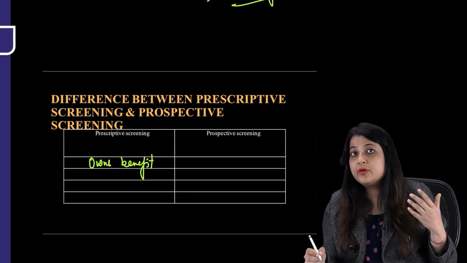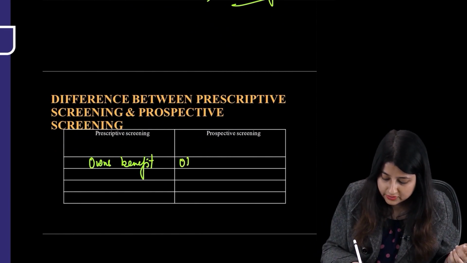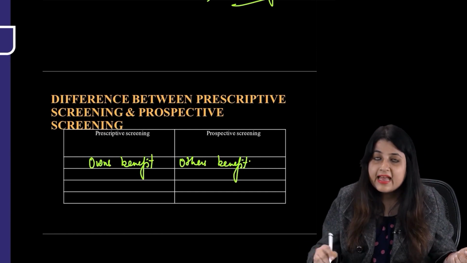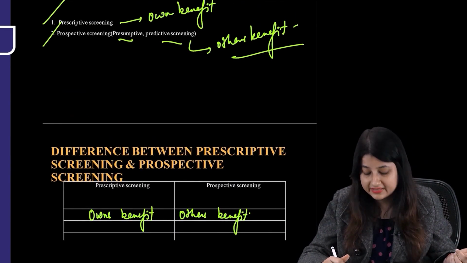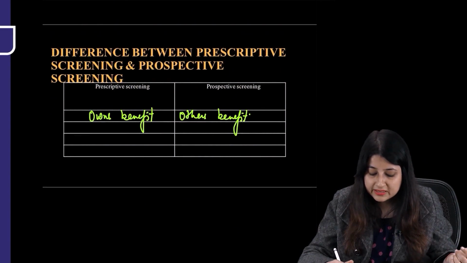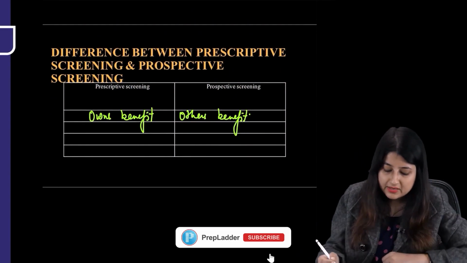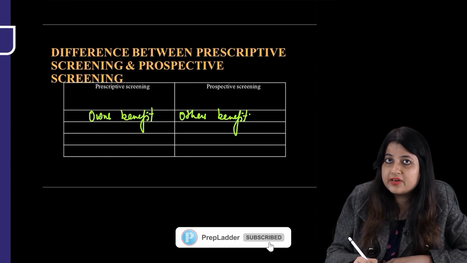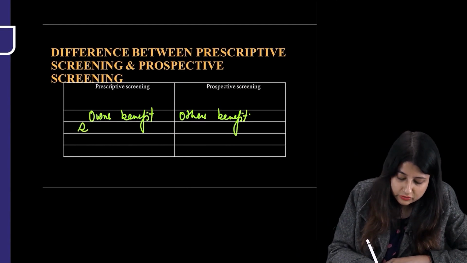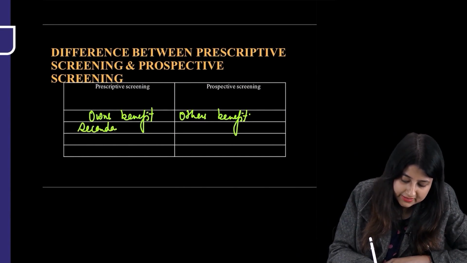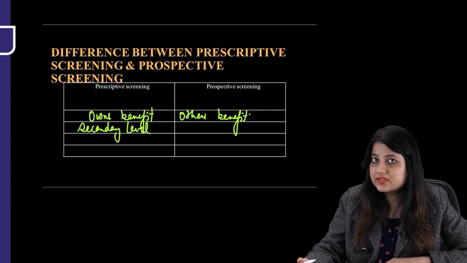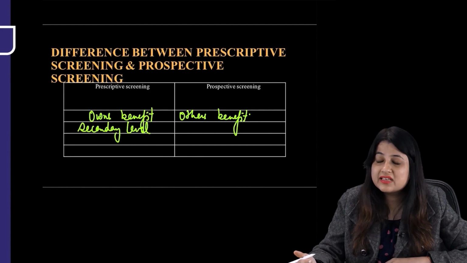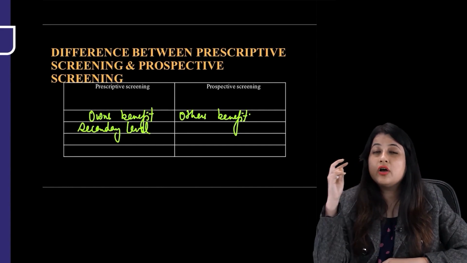Prospective, you can remember, is for better prospects, for a better future, so this is for others' benefit. Prospective is also known as presumptive or predictive screening. Prescriptive screening is for our own benefit to make an early diagnosis. So which level of prevention is this? Secondary level of prevention.